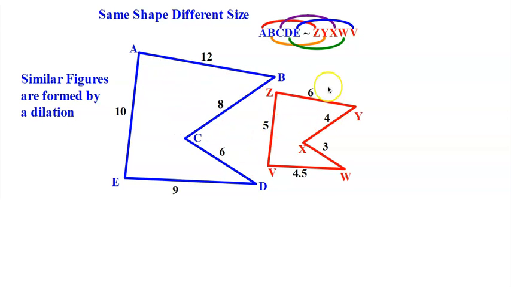Because remember, when we did dilation, it didn't change the shape, it didn't change the angles, it just changes the sides. So, corresponding angles of similar figures are congruent to each other. Very important there. Now, the sides, of course, the sides are not congruent. The sides are all different, right?